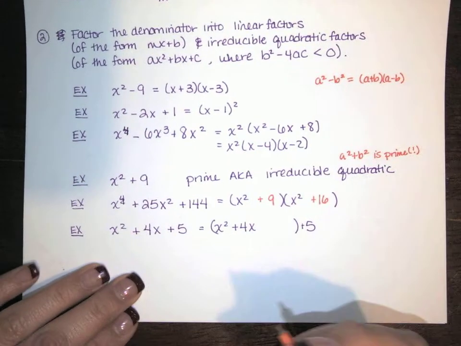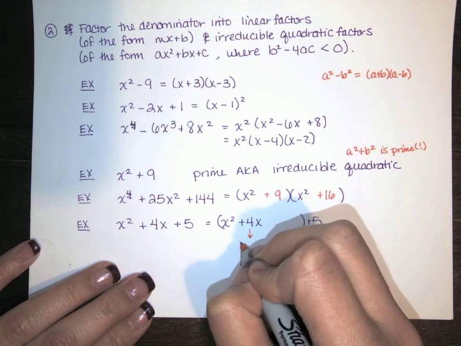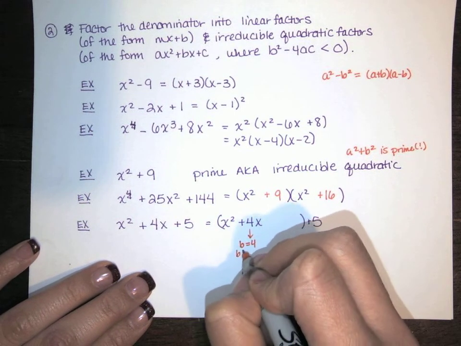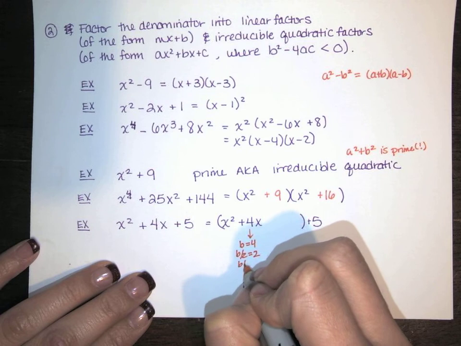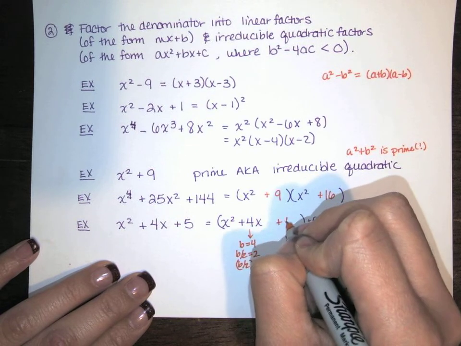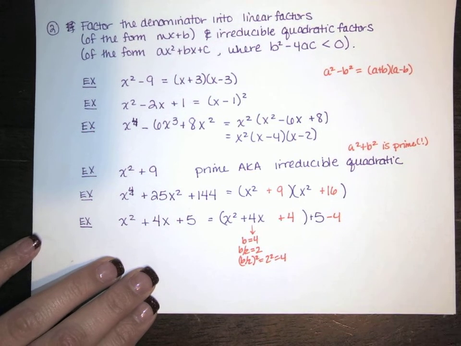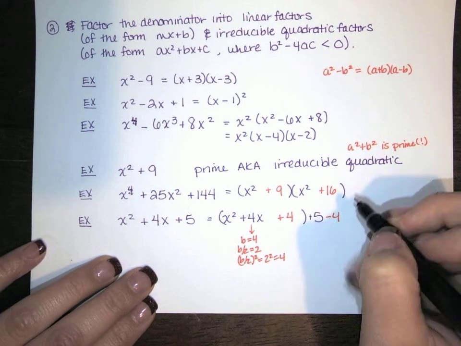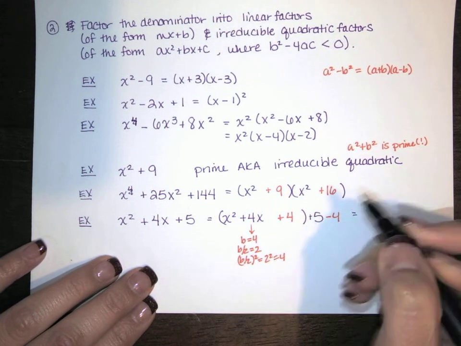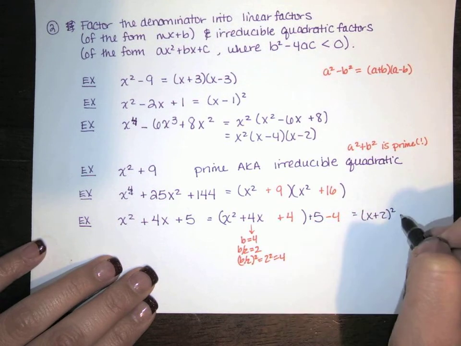So remember how we did this when we were completing the square in section 8.1. We identify b, take half of that, and then square it. 2 squared is 4. So we add 4 to complete the square and then subtract 4 to compensate for that. So this is giving me a perfect square that's x plus 2 squared, and 5 minus 4 is 1.